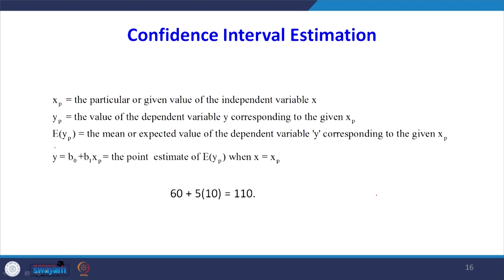So, confidence interval of estimation. For example, take xp equal to a particular or given value of the independent variable x, and yp is the value of the dependent variable y corresponding to the given xp. So the expected value of yp is nothing but the mean or expected value of the dependent variable y corresponding to the given xp. So y hat equal to b0 plus b1 xp is the point estimate of the expected value of yp when x equal to xp. So that is why 60 plus 5 into 10 is 110.